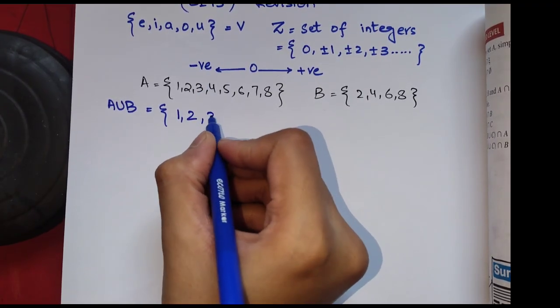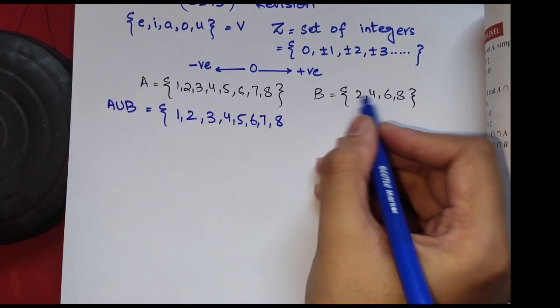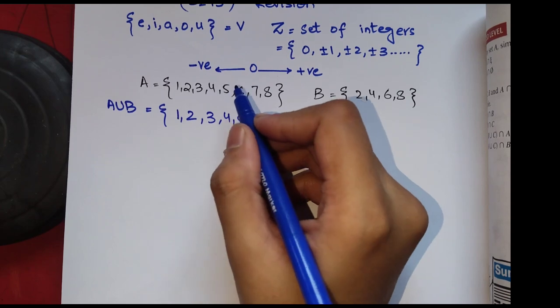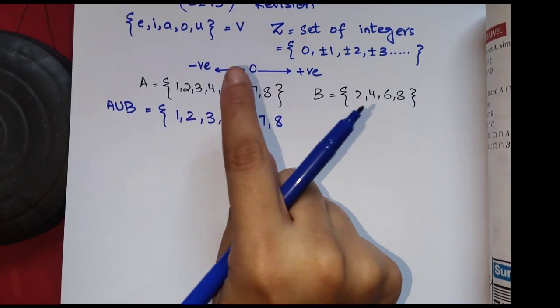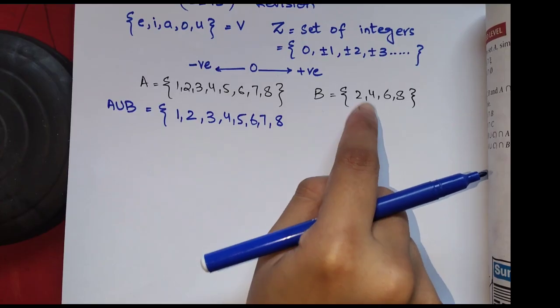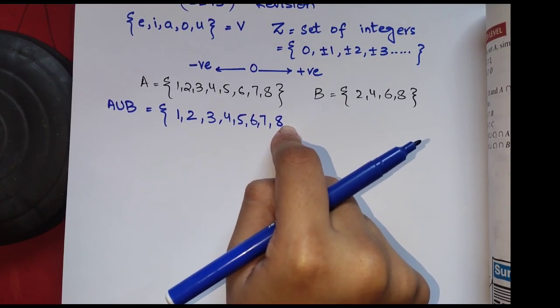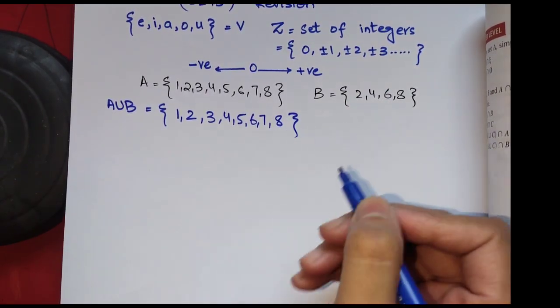1, 2, 3, 4, 5, 6, 7, and 8. No other element belongs to these sets which I have not written. All the elements in this set and in this set, I have written all of them, but make sure that you write all these elements one time only. So this is your A union B.